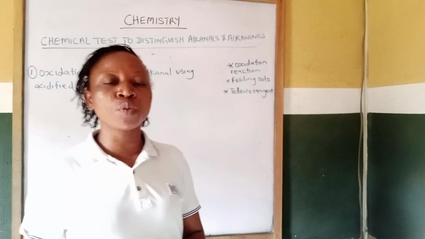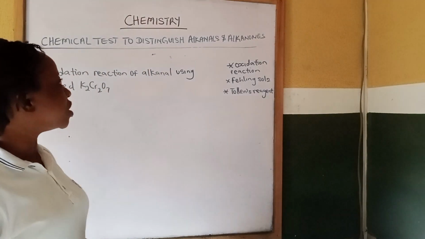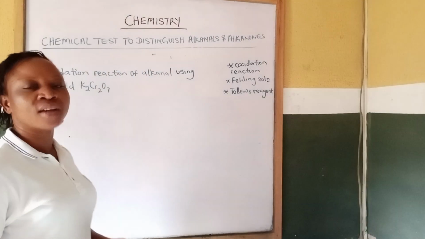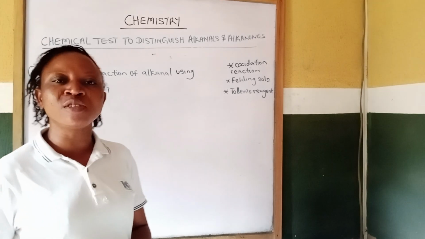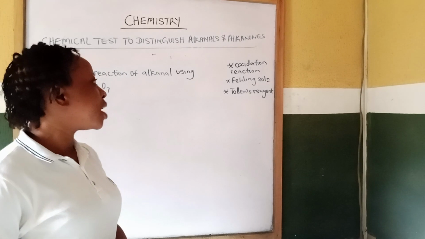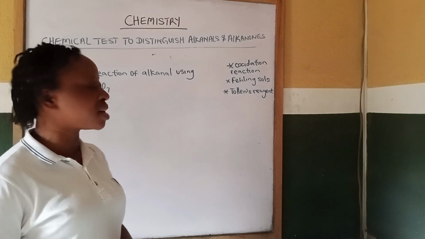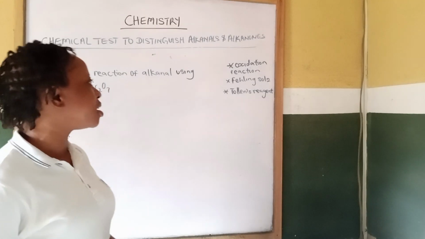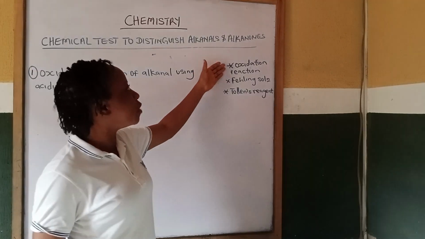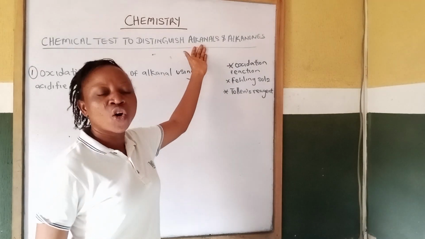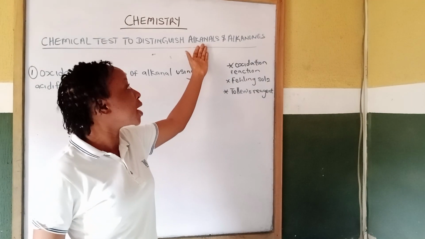Today's lecture will be on chemical tests to distinguish alkanal and alkanone. Chemical tests to distinguish alkanal and alkanone. I'm going to explain the oxidation reaction, Fehling's solution test, and Tollens' reagent test. I've explained oxidation of alkanal under the chemical properties of alkanal.